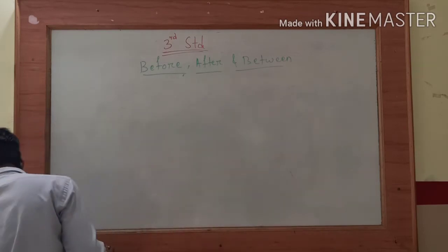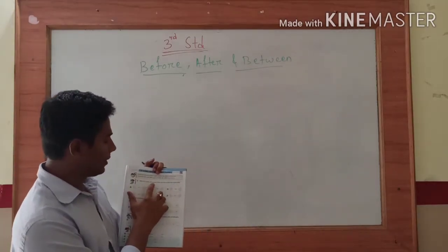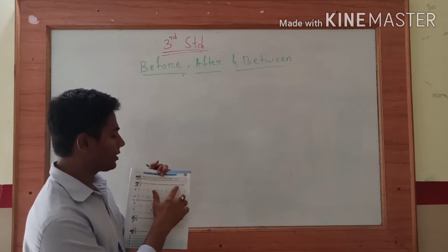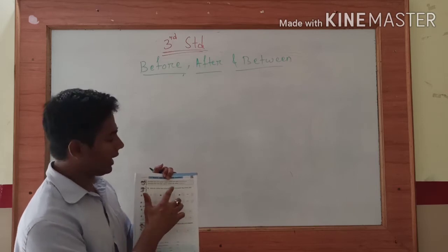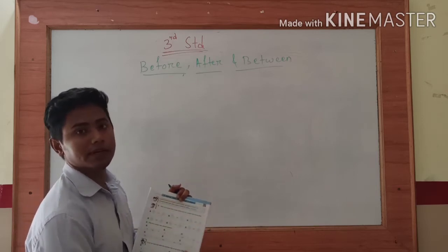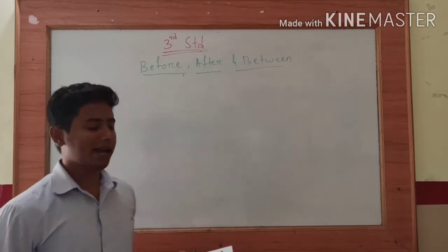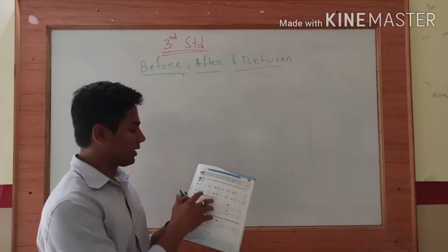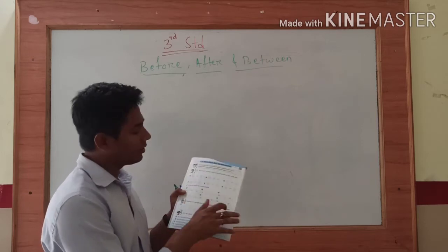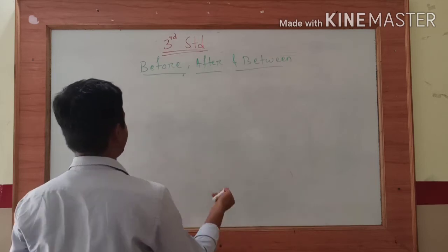Now go to question number 1. Write the number that comes before and the number that comes after. Before means predecessor and after means successor. We have to find the number which comes before and which comes after. First question A we already solved. Another question I solved here, that is F1, that is 370.